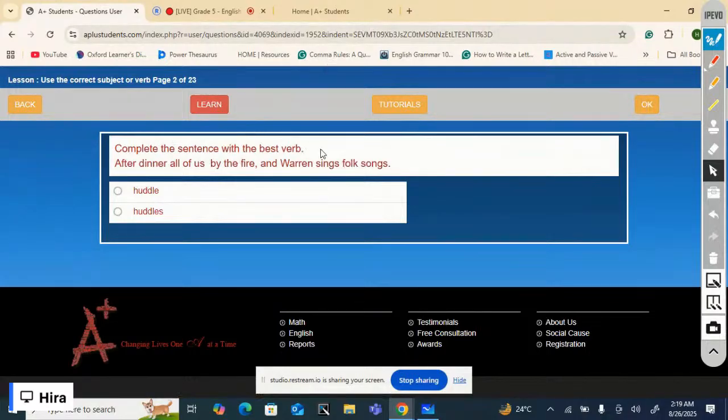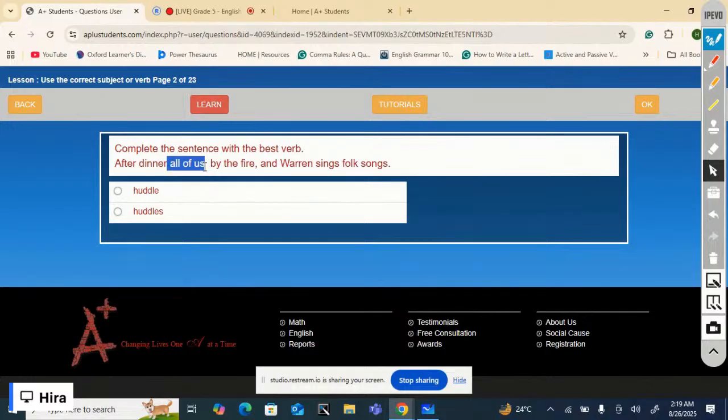Complete the sentence with the best verb. After dinner, all of us blank by the fire and Warren sings folk songs. So all of us blank here by the fire: huddle or huddles. Now look at the subject. All of us. It's not one person. All of us means more than one. We use us for more than one person.